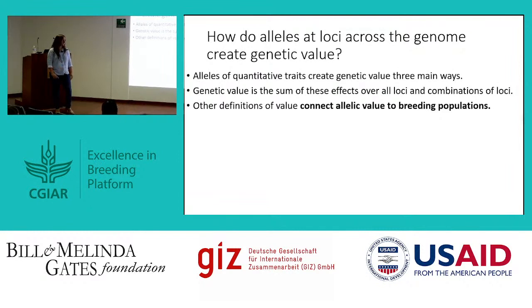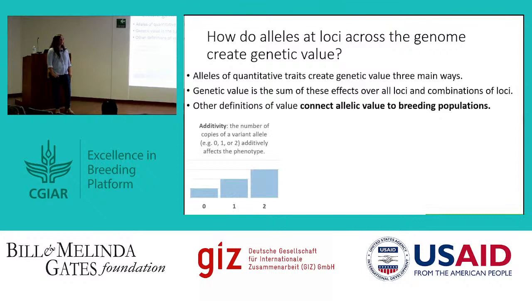And then we're going to make other definitions of value, again, to connect allelic value to breeding populations. So the first mechanism of gene action is going to be additivity. Okay, we can consider that the number of copies of a variant allele just additively affect the phenotype. In a diploid, if I have 0, 1, or 2 copies of a certain allele, maybe my phenotypes or my genetic values, without error, are 1, 2, and 3. And there's just this linear increase in the phenotype as you gain copies of that alternate allele.